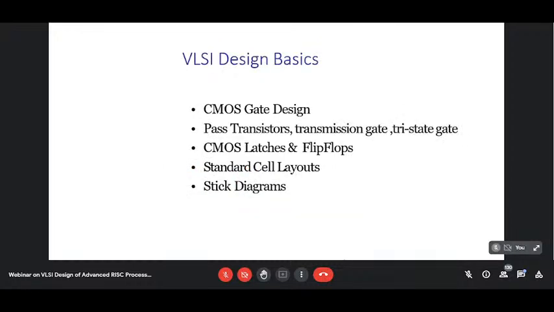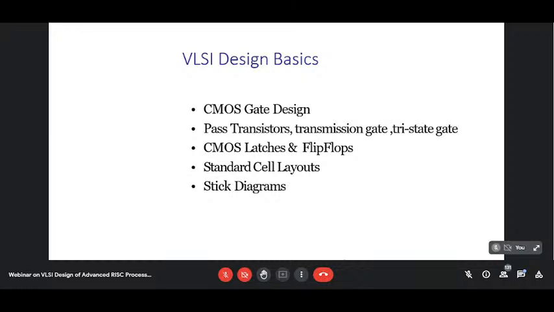So the VLSI design basics are what we need to understand: CMOS design and CMOS gate design. We have to understand the basic principles or philosophy of the CMOS gate. And using CMOS, we make pass transistors, transmission gates, tri-state gates, some latches and flip-flops, and some standard cell layouts and stick diagrams.